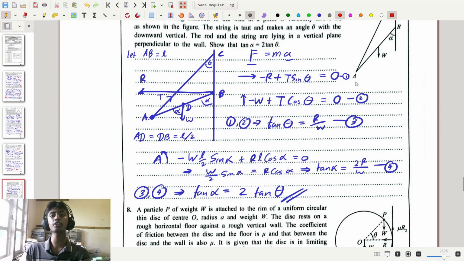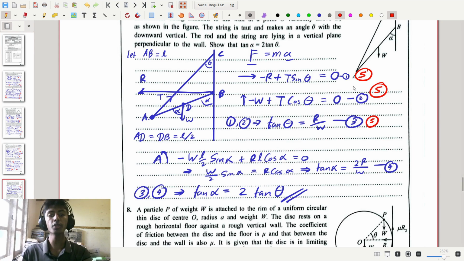Now finally, if you consider the marks given for this question, if you do the triangle method, you're going to get 10 marks directly for drawing the triangle. But if you do it by this method, you're going to get 5 marks for resolving the horizontal direction, and 5 marks for resolving the vertical direction. Furthermore, when you combine the two to get tan theta is equal to R divided by W, you're going to get another 5 marks.